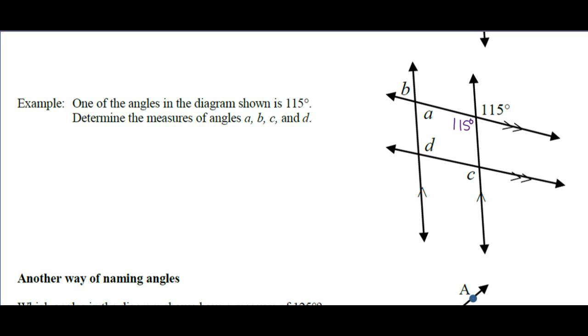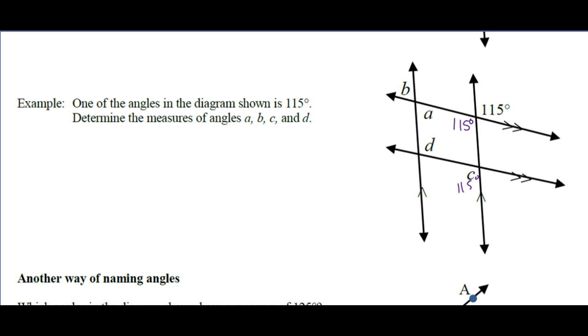We have a pair of parallel lines. This is the transversal, right? We actually have two pairs of parallel lines. Notice how these have one arrow on them indicating these guys are parallel. These have two arrows indicating these guys are parallel. So for here, this is the transversal. That's vertically opposite. That's corresponding. So C is 115 degrees.